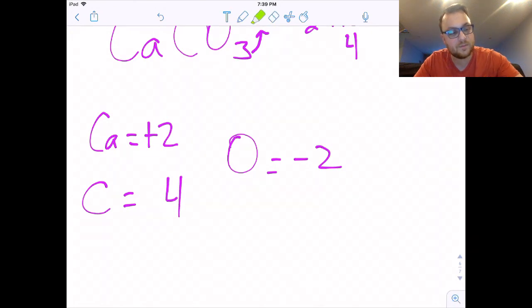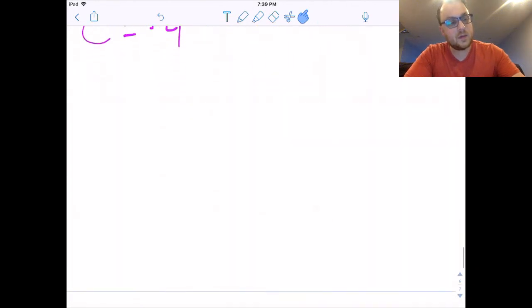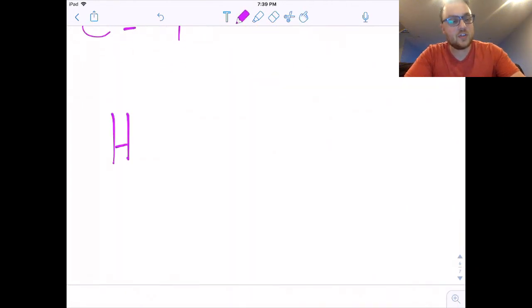You also should be able to, given a chemical reaction, figure out the oxidation states of all those elements. So let's say you had H2 plus O2 combining together to make H2O.